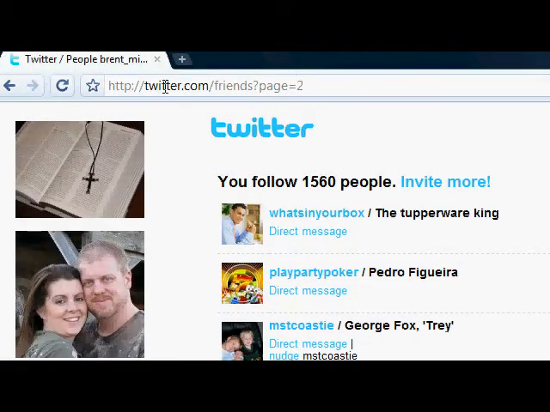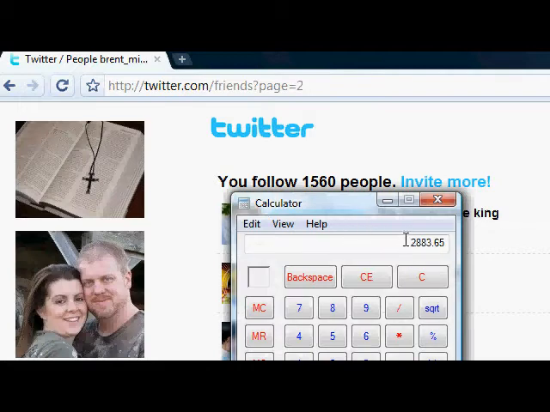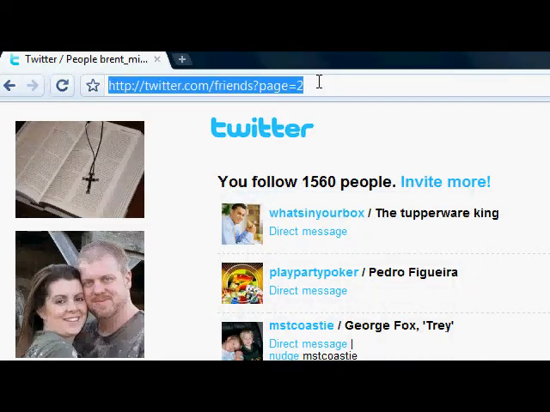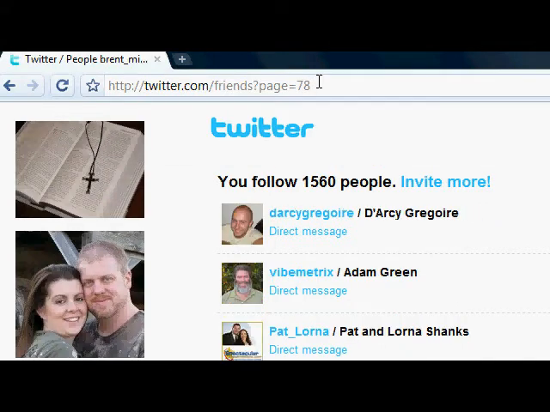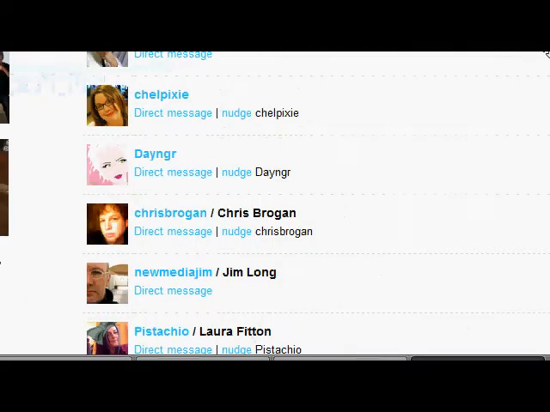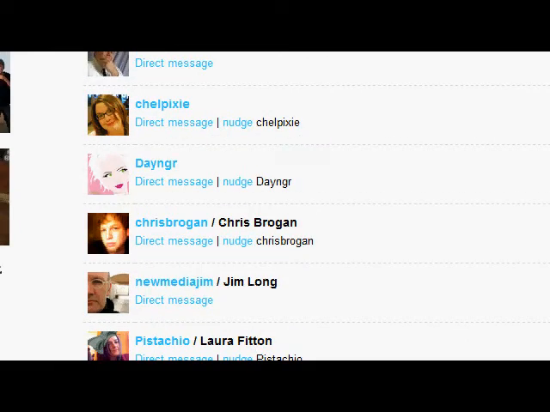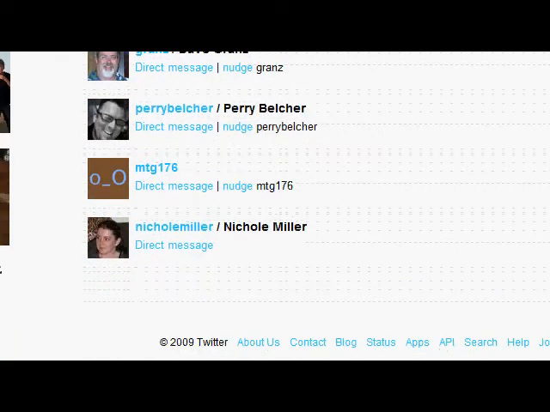See this here? Twitter.com friends page equals 2. The cool thing about this is there are always 20 people on each page. So if we get our calculator and go 1560 divided by 20, we get 78. So if we go up here and replace 2 with 78, and hit enter, you can go back and see the very first people that I followed.